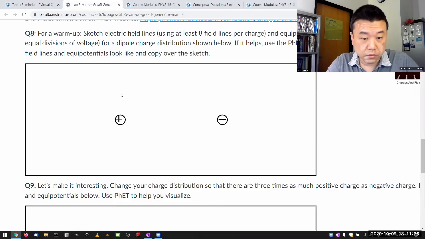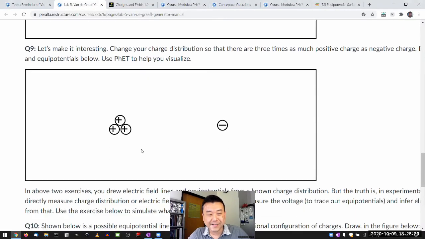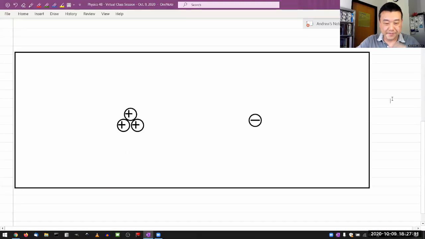So let me do question 9, where I say, let's make it interesting. Let me first draw the electric field lines. One thing I have to be careful about as I do that is that I need to be sure that I draw 3 times as many lines here as I draw here. I think I can manage drawing 9 lines here. So that means I'm going to draw 3 lines on this side, so that what I draw on the side over there looks reasonable. So I'm going to try to draw 3 lines separated out that way.